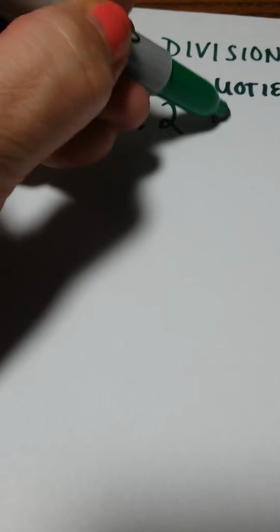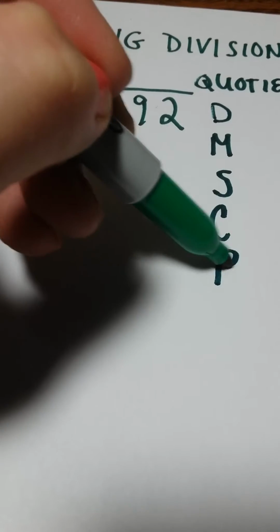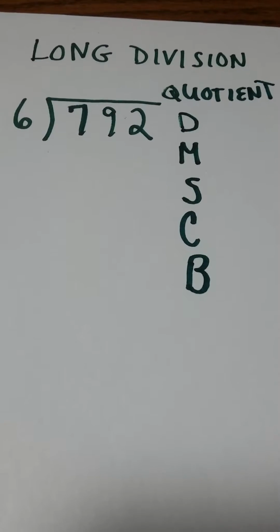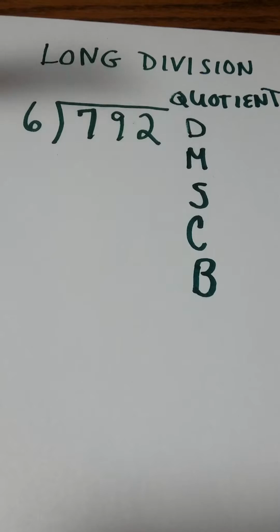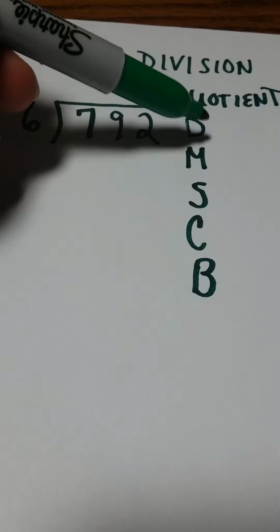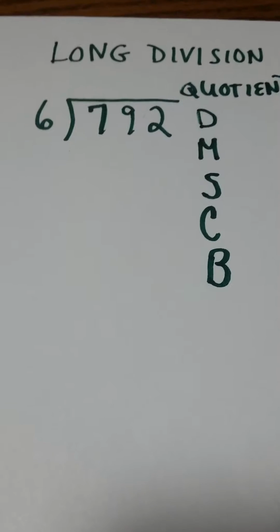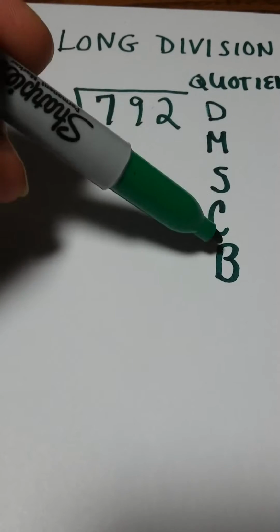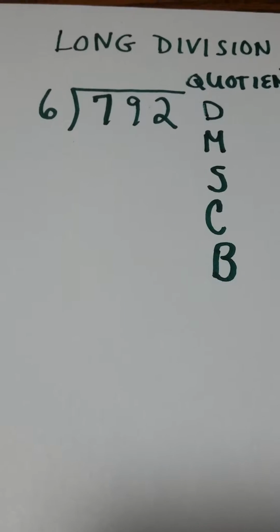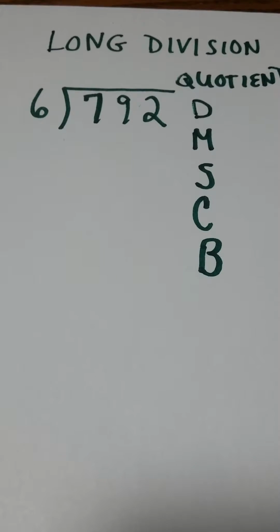So, in order to do this, there are a series of steps. Divide, multiply, subtract, check, bring down. You can come up with any method of mnemonic device to help you remember the steps, but I put them here for you so that we can go through each step as we go through the division process.